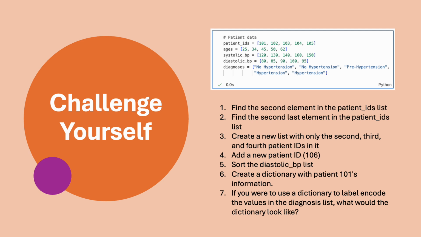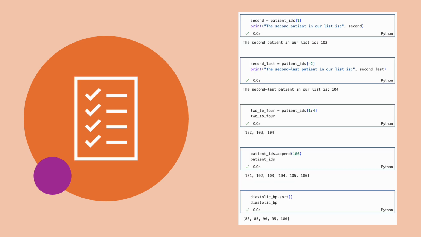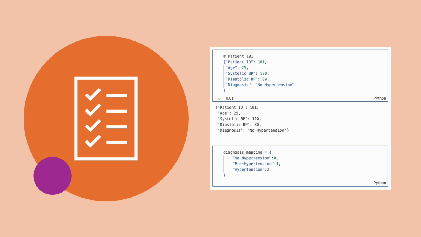Now we have a challenge yourself section. I've written out a set of lists, and I'll just have you pause, open up your practice notebook, and go through each of the questions and try to answer them. And here are the answers. This is the list section. This is the dictionary section.